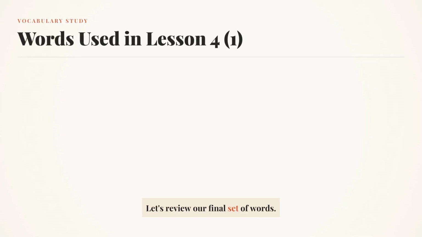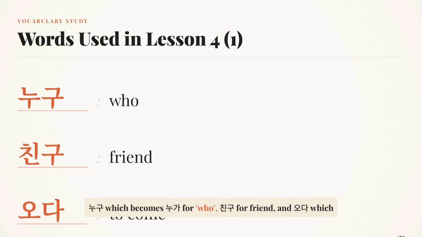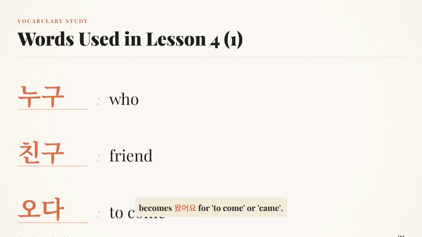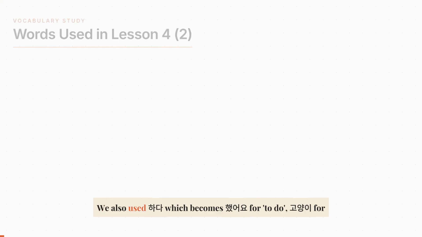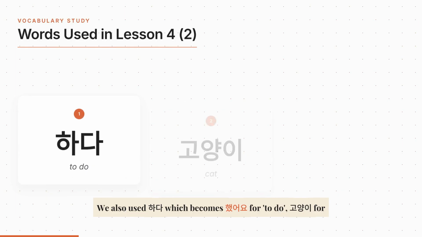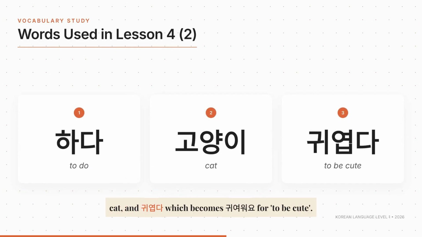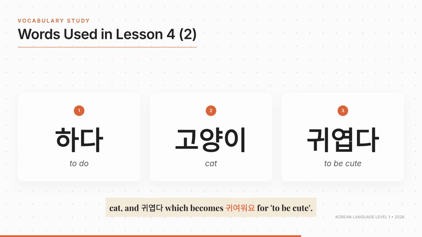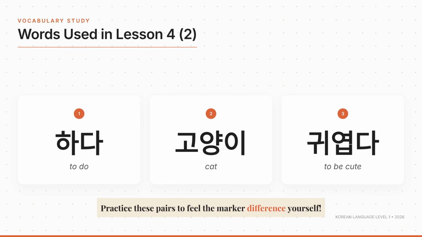Let's review our final set of words. 누구, which becomes 누가 for who, 친구 for friend, and 오다, which becomes 왔어요 for to come or came. These are essential for taking action in your new language. We also used 하다, which becomes 했어요 for to do, 고양이 for cat, and 귀엽다, which becomes 귀여워요 for to be cute. Practice these pairs to feel the marker difference yourself.